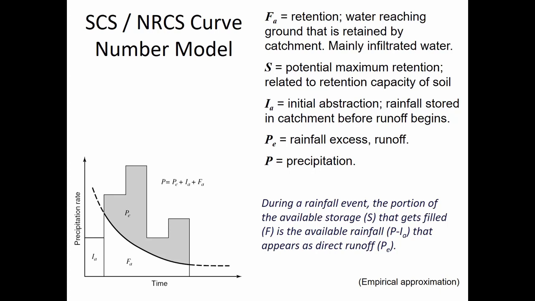Now this declining curve, the shape of that should be familiar from when we were doing the Green-Ampt discussion and the Horton method. It's the declining rate of potential infiltration. So what it's saying is that there's precipitation, and everything above this declining rate of potential infiltration is rainfall excess. Here they call that P sub E, precipitation excess.